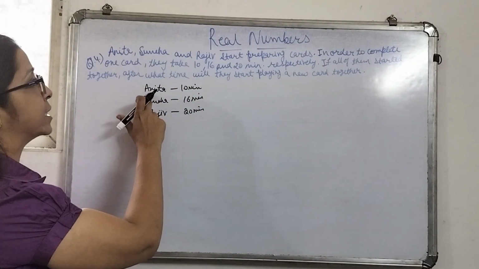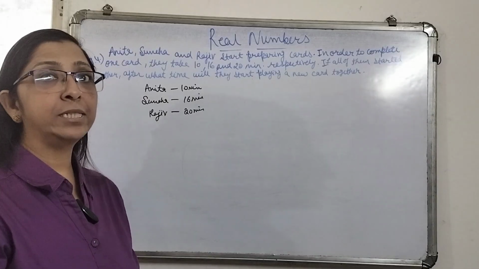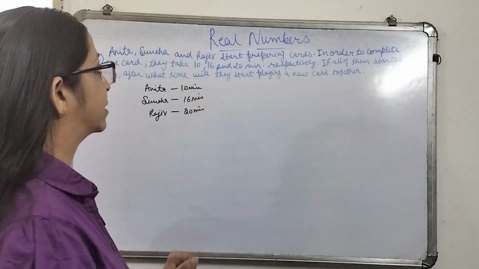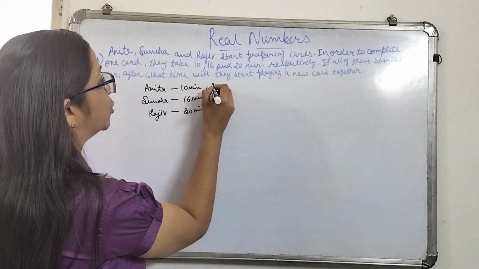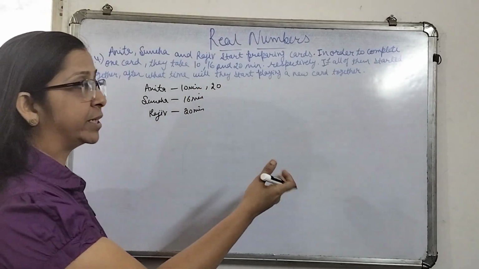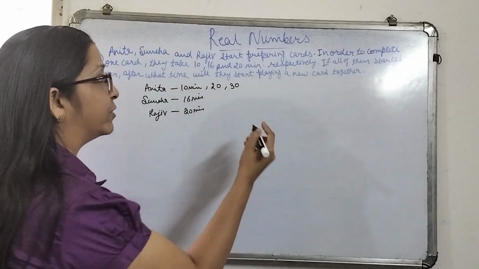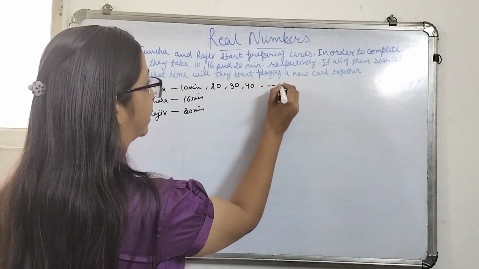See, Anita is completing one card in 10 minutes. That means after 10 minutes, she will start preparing another card, and she will complete it in 20 minutes. Again after 10 minutes she will be completing, then again after 10 minutes, like this.